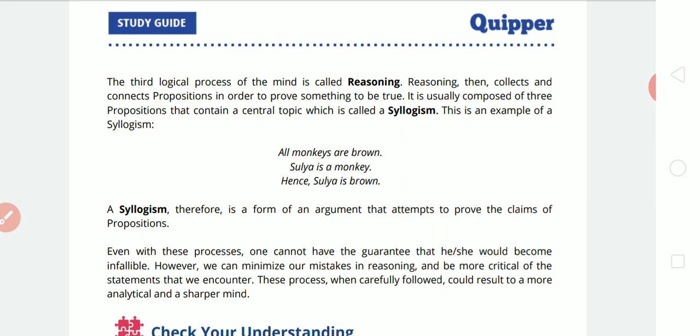Now let's consider this example of syllogism. All monkeys are brown. Sulya is a monkey. Hence, Sulya is brown. So it is the same as inductive or deductive arguments: a statement, then premise 1, premise 2, and then a conclusion that should follow from the ideas or premises stated earlier. A syllogism, therefore, is a form of an argument.